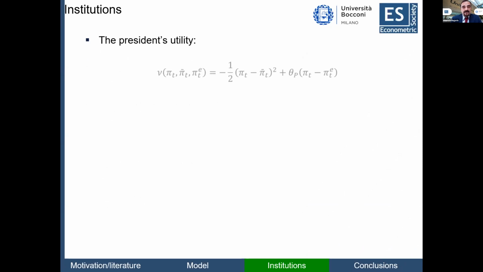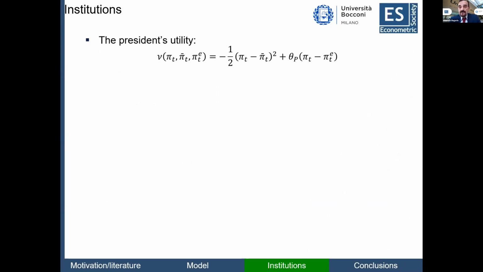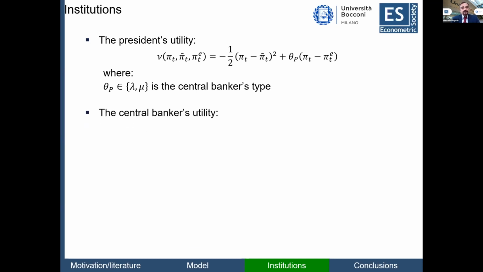Well, let's define what are the utilities of those players. The society, we know, is trying to guess correctly what will be the inflation. The president is just like previously. He has a weight that tells what's important to him, following the target or creating output, just like we had before.